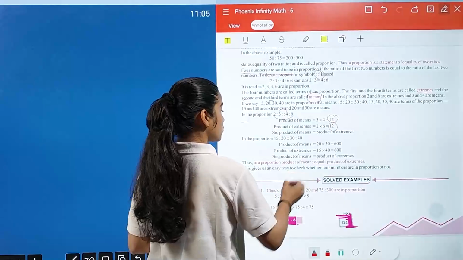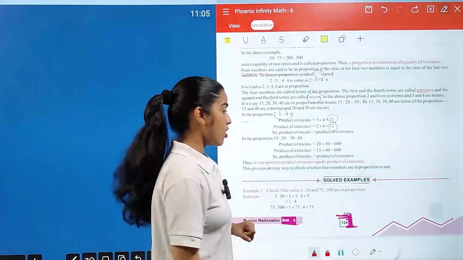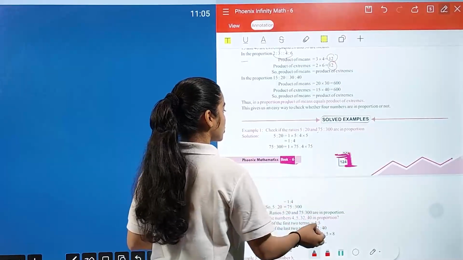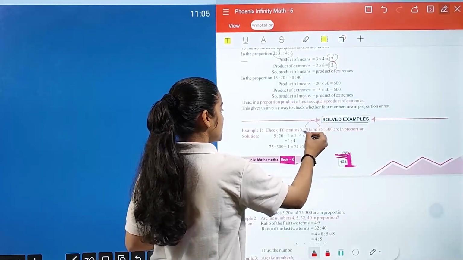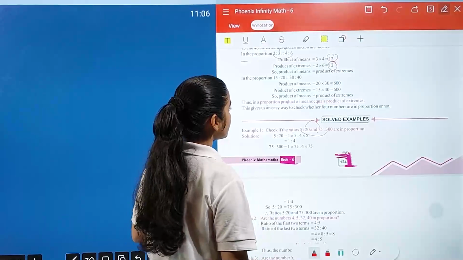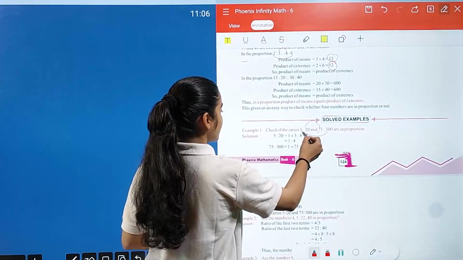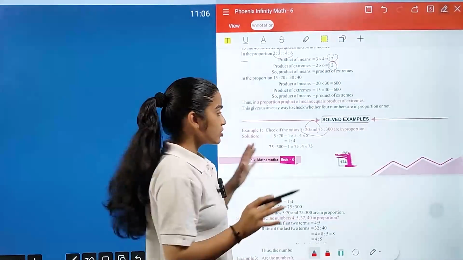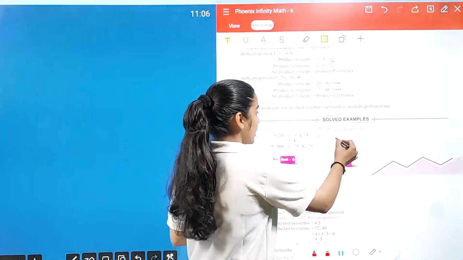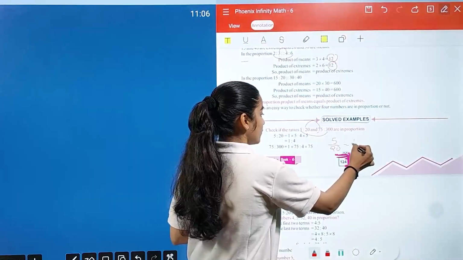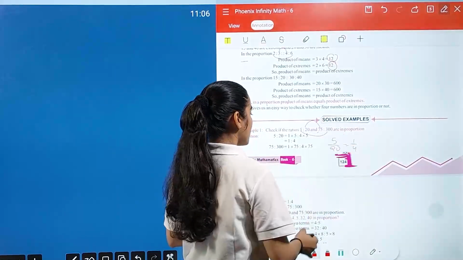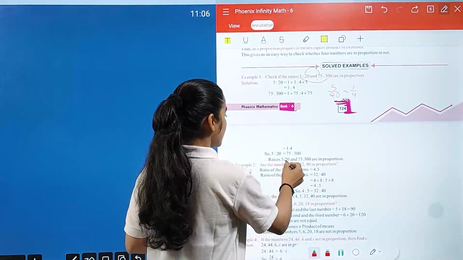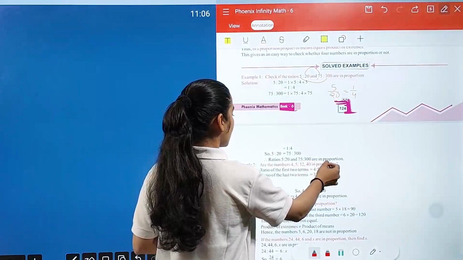This gives us an easy way to check whether four numbers are in proportion or not. Check if the ratios 5 is to 20 and 75 is to 300 are in proportion or not. We have to multiply means and extremes. If you want to change it to simplest form, you can do that. So 5 upon 20 is 1 by 4, and 75 upon 300 is 1 by 4 again. So you conclude that the ratios 5 is to 20 and 75 is to 300 are in proportion.